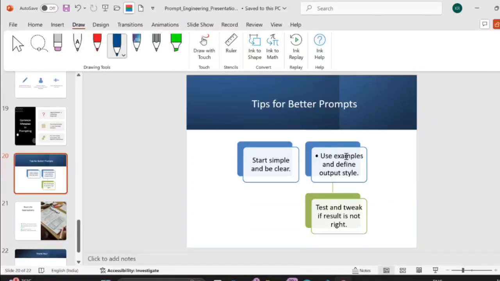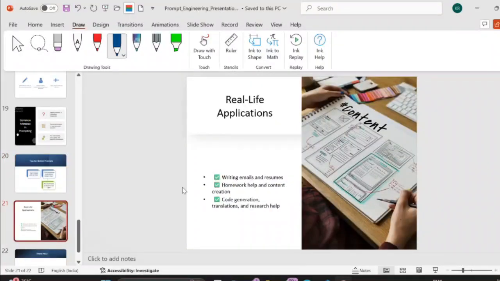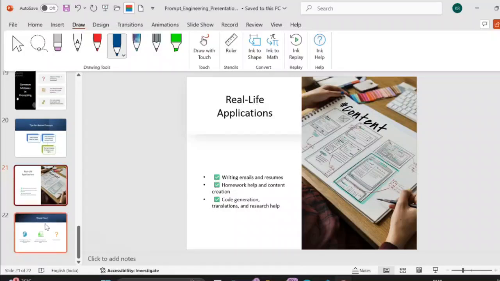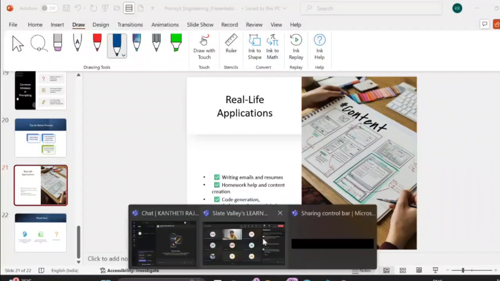We need to provide some examples to get the desired outputs and output styles. Before explaining the main content, you need to check whether it is up to the mark or not. You need to explore everything. And finally, the real-time examples are writing emails and resumes, homework help and content creation, code generation, translations, image generation, and everything. Then move to the content.